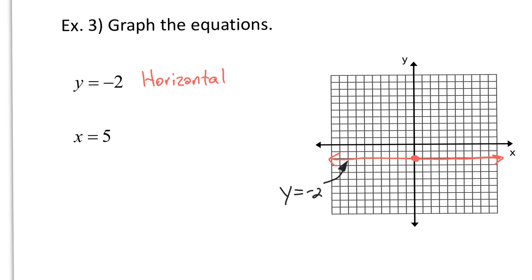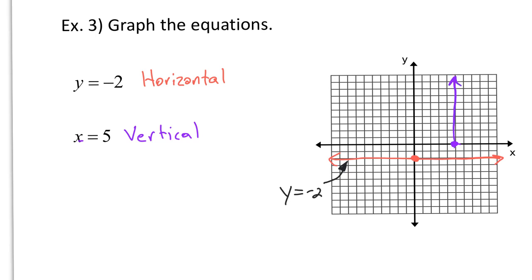So when you do not have the y, just an x, y is missing, that means that your line is going to be vertical. So on the x-axis, x equals 5. On the x-axis, you go to the +5. 1, 2, 3, 4, 5. And you make a point. Let me do that again. 1, 2, 3, 4, 5. So I put a point right there. And I make a vertical line going up and down.